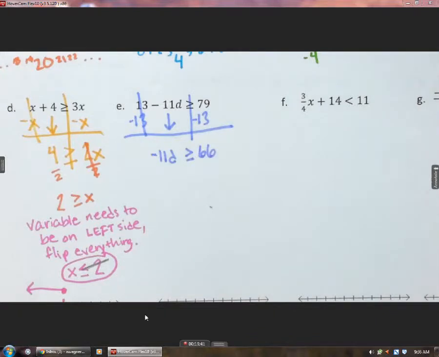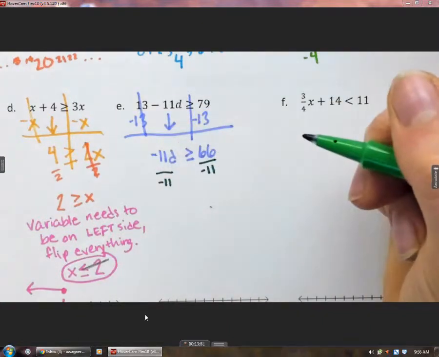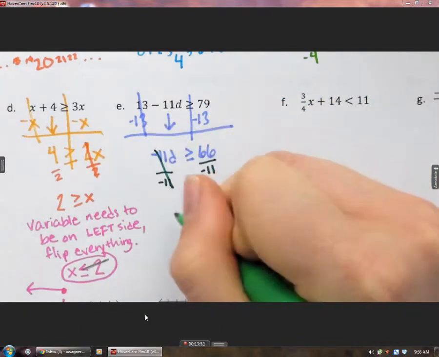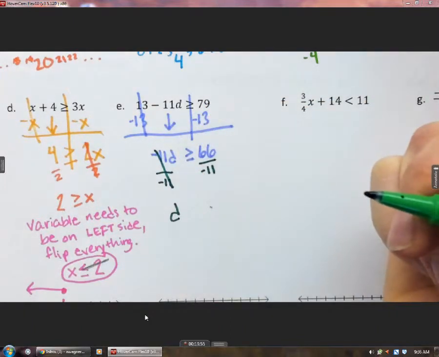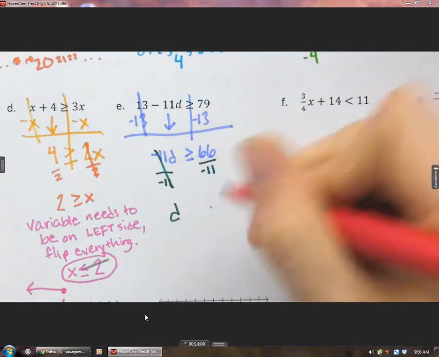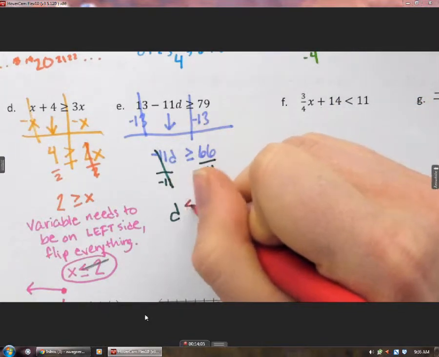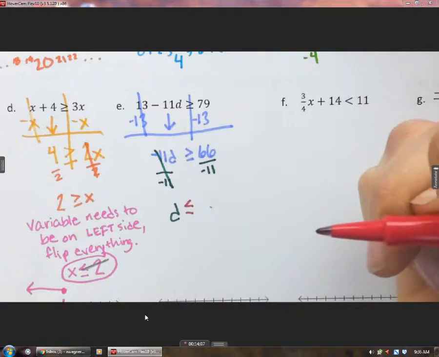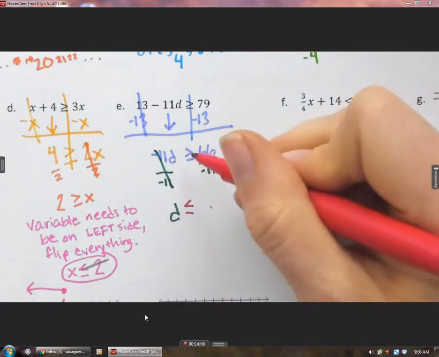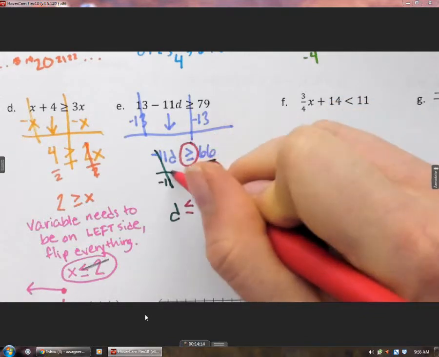How do you get d by itself? Divide by negative 11. So d, Dan's got it. You flip it. Why do we flip it? Switch it. But that's different. That only happens on the one lesson, one day. It's a special thing. So we do need to flip it because we divided by a negative, which means we need to switch the sign.